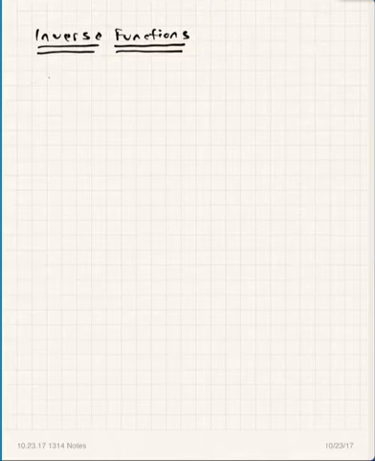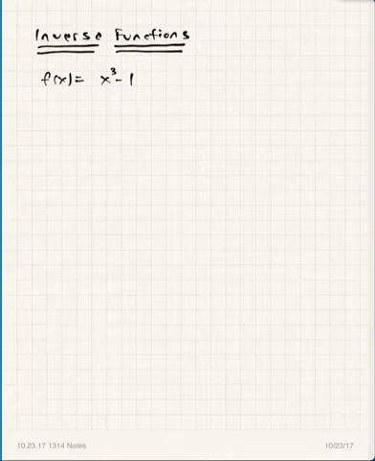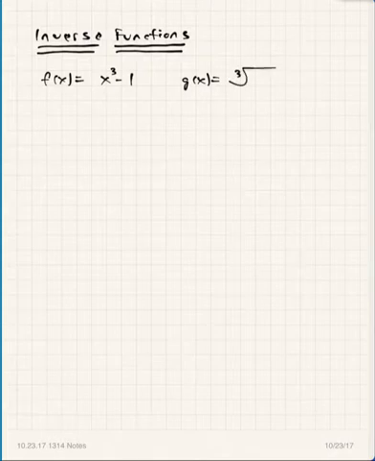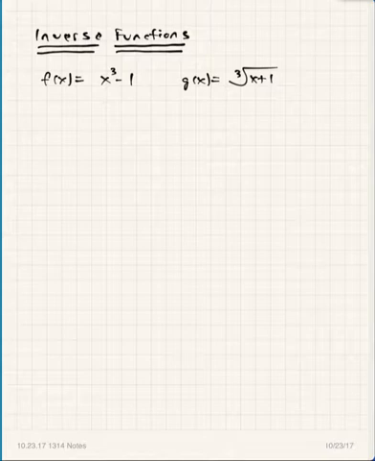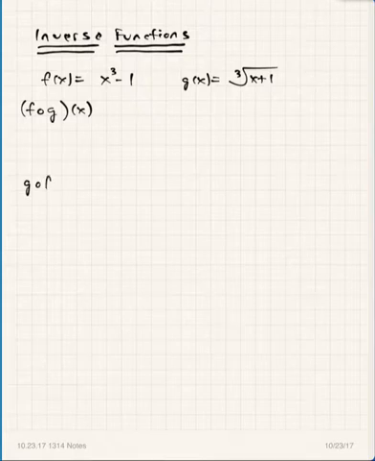So if we start off with these two functions, f of x equals x cubed minus 1, and g of x equals the cube root of x plus 1, and we compose these two functions. Now remember what composition is from last time. There are two ways to compose functions. One is f circle g of x, and the other one is g circle f of x. There are two different orders.